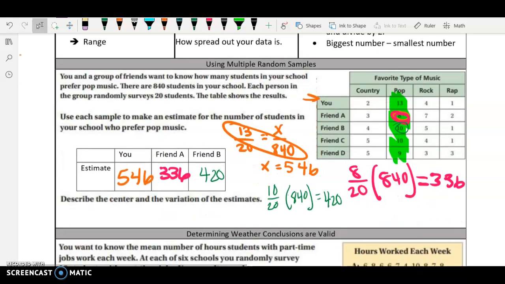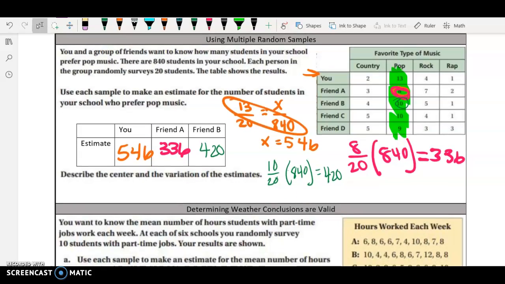So these are not exact, but they're estimates of what we would assume the whole school would be like, because we can't always go around and ask everybody in the school. So we just ask a part or a small sample, and then we assume what it would be for the big population.